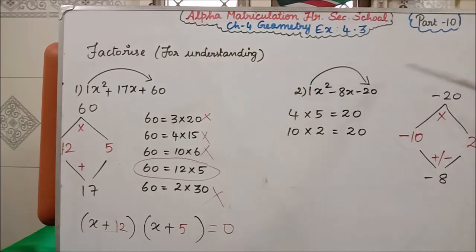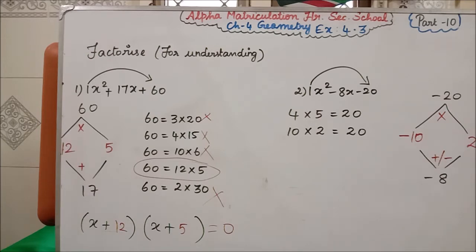1 into minus 20 is minus 20. Then this middle term you have to write down. What are the possibilities of 20? First you have to think. 4 5s are 20, 10 2s are 20. But if you see here in the numerator part also we are having minus, in the top part also you are having minus, in the down part also you are having minus.